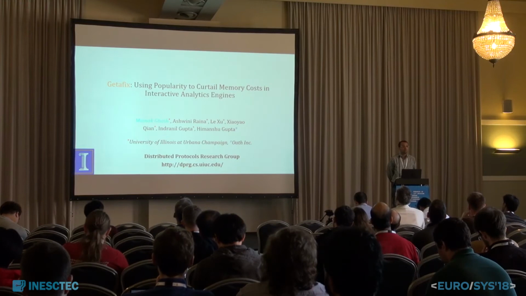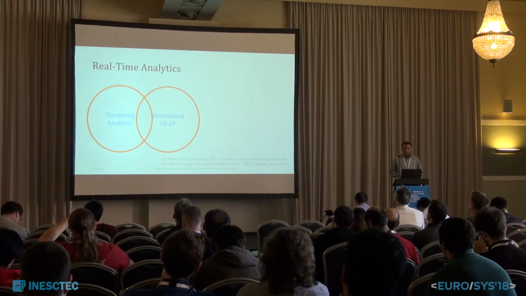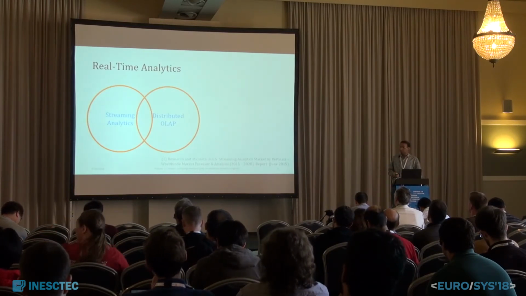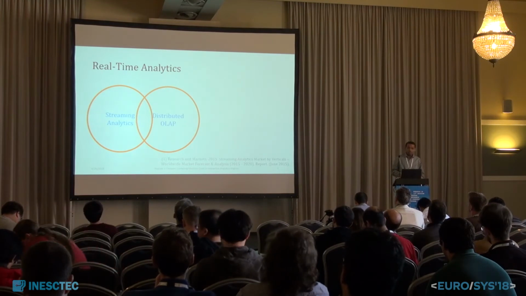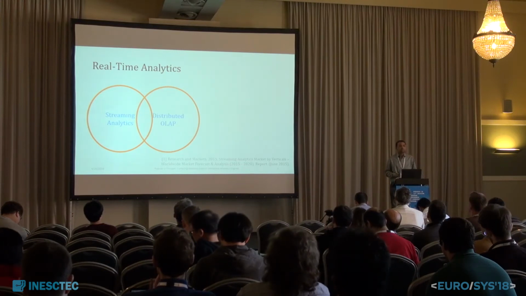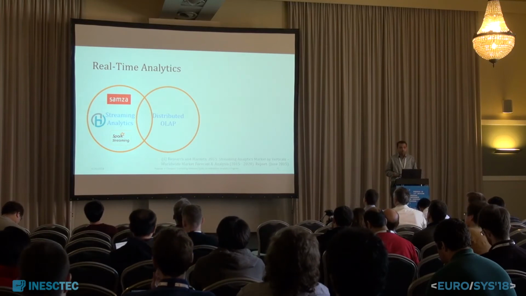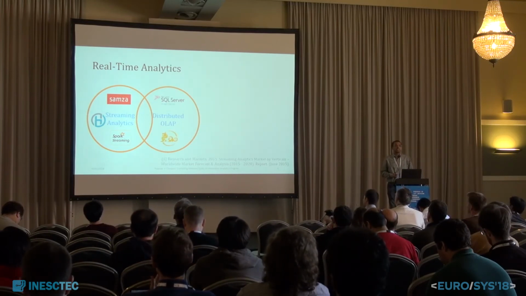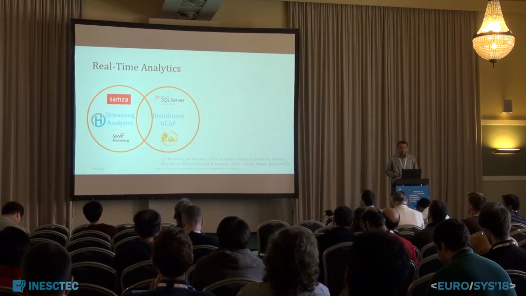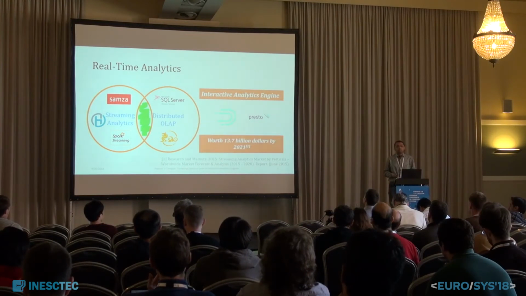Today, we will talk about our system GetFX, which reduces memory in interactive analytics engines. Before diving into the solution, we will briefly describe the space and the motivation. The real-time analytics space can be divided into two verticals, streaming analytics and distributed OLAP. Systems like Samza and Heron fall into the streaming space, while Apache Kylin and SQL Server are some examples of OLAP systems. In the intersection lie interactive analytics engines. Some popular systems in this space are Druid and Presto. The area is expected to grow to $13.7 billion by 2021.